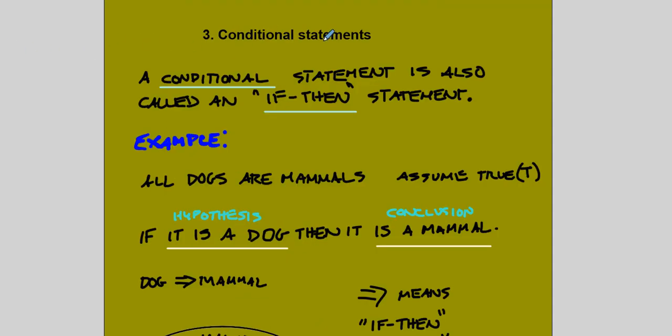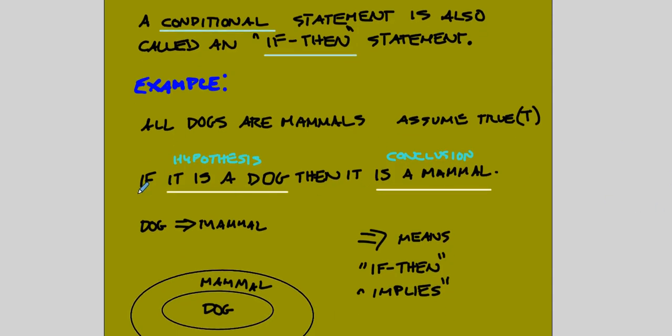Alright, so let's talk about conditional statements. A conditional statement is also called an if-then statement. Example, all dogs are mammals. Let's assume that to be true. Okay, we can write this as an if-then statement.